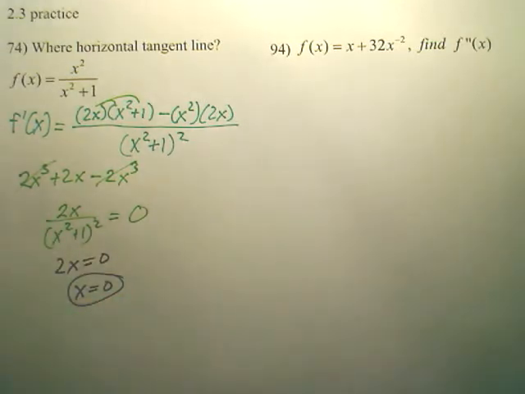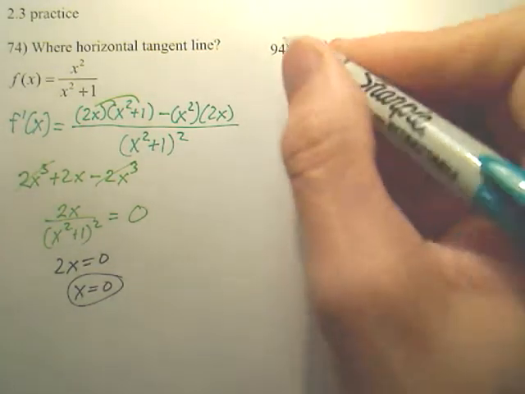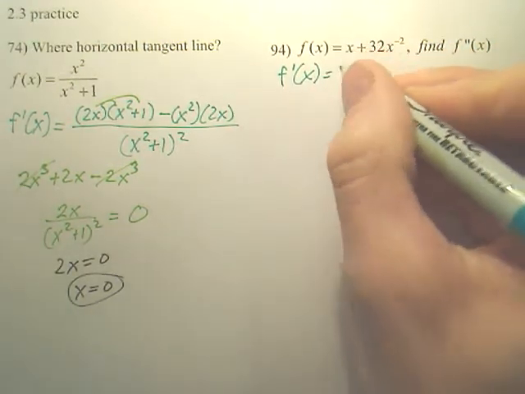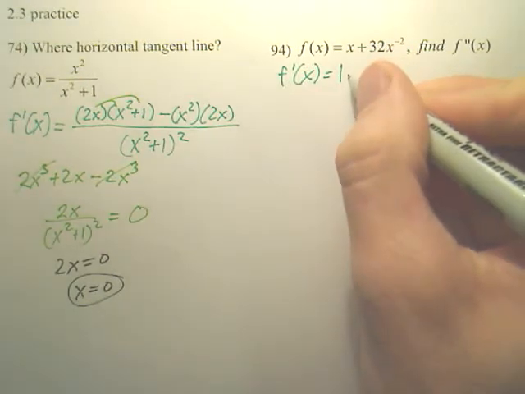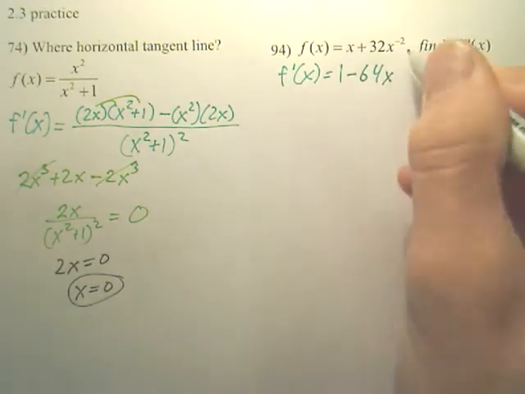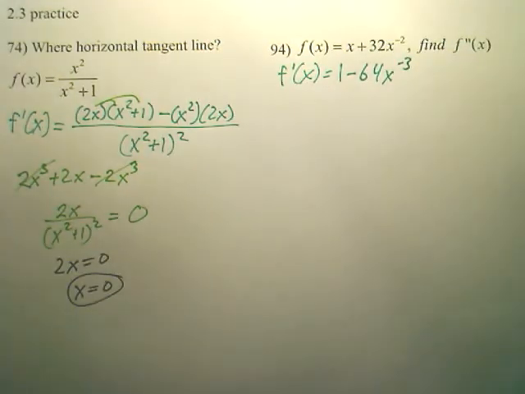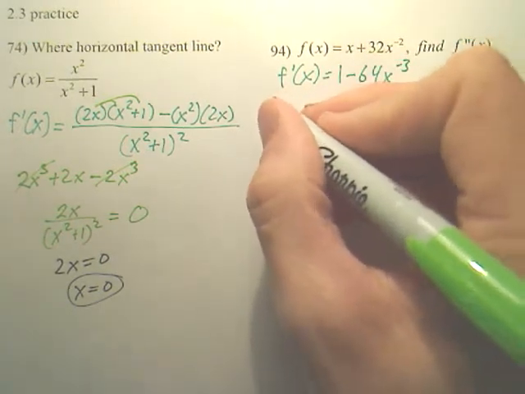Now, number 94. You want the second derivative. Two dashes means second derivative. So you first have to find the first derivative. The derivative of x is 1. Bring the negative 2 times the 32. It'll be negative 64x. Subtract 1 from the exponent, and you actually get negative third. Now, leave that. Don't worry about simplifying anything quite yet.